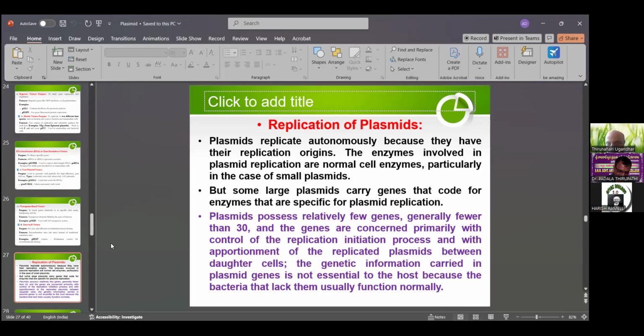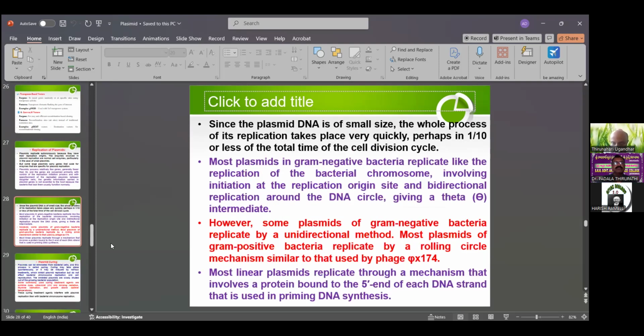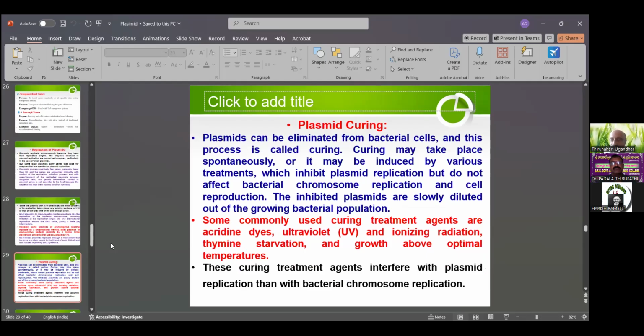But some large plasmids carry genes that code for enzymes that are specific for plasmid replication. The plasmid possesses relatively few genes, generally fewer than 30, and the genes are concerned primarily with the control of replication. So the genetic information carried in the plasmid genes is not essential to the host, because the bacteria that lack them usually function normally. That is one characteristic. Then there is also plasmid curing.